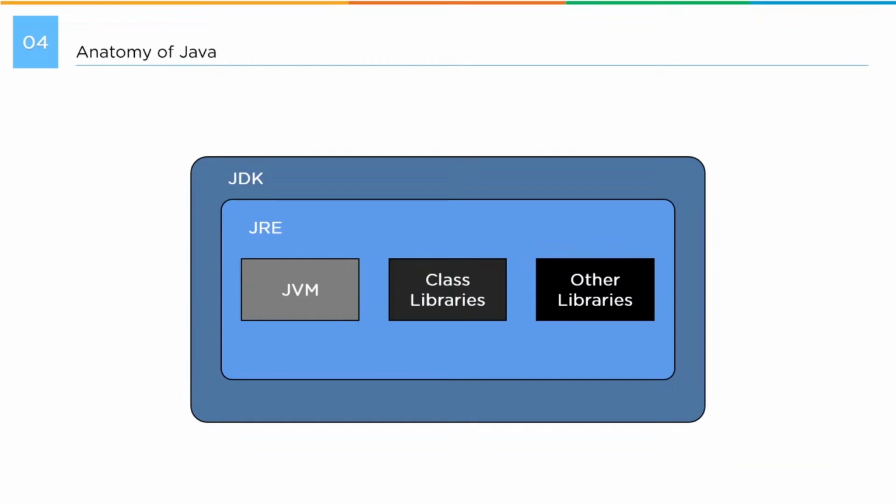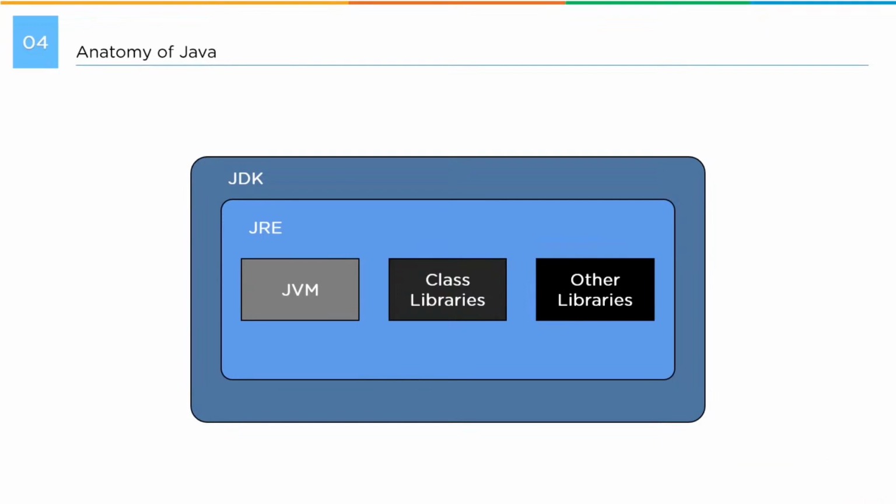Then there are other supporting libraries as well, which your program may be using. For example, if this .class file is, let's say, a calculator program, then it might be using a square root function from the java.math package. So how does the java.math package get supplied at runtime? It would be supplied by the other supporting libraries which are present inside the JRE.